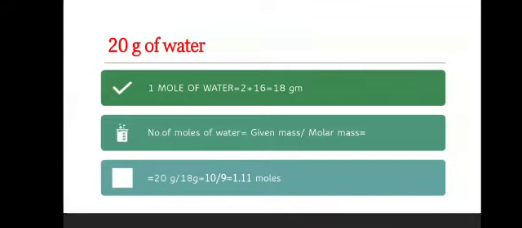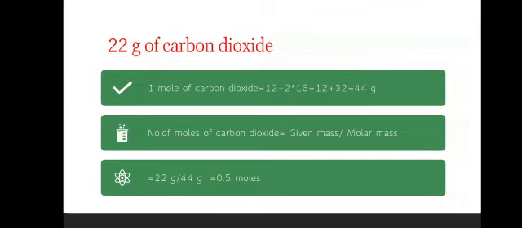Next question, 22 gram of carbon dioxide. So what is the formula for carbon dioxide? Yes, you are right, CO2. We need to find the molar mass or 1 mole of carbon dioxide. So you know the carbon dioxide formula. We know the atomic mass of both. What is the atomic mass of carbon? 12. Atomic mass of oxygen is 16. So we need to find the molar mass.